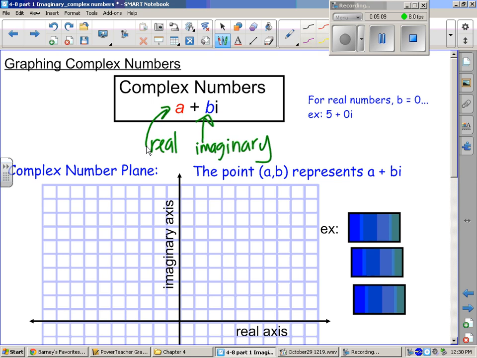I put a little note on the side here for you. For real numbers, like the number 5, technically as a complex number, it does not have an imaginary part. That's why it's just 5. Okay, so we're going to do a few things with these complex numbers.